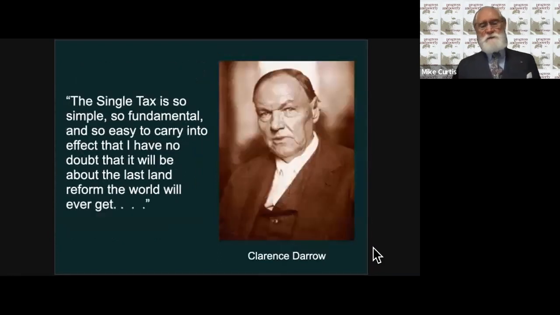Clarence Darrow, famous for the Scopes monkey trial in 1925: The single tax is so simple, so fundamental, and so easy to carry into effect that I have no doubt it will be about the last land reform the world will ever get.